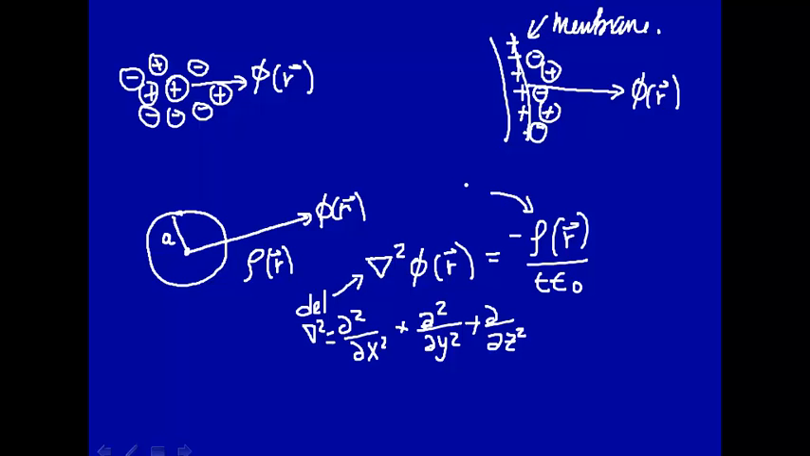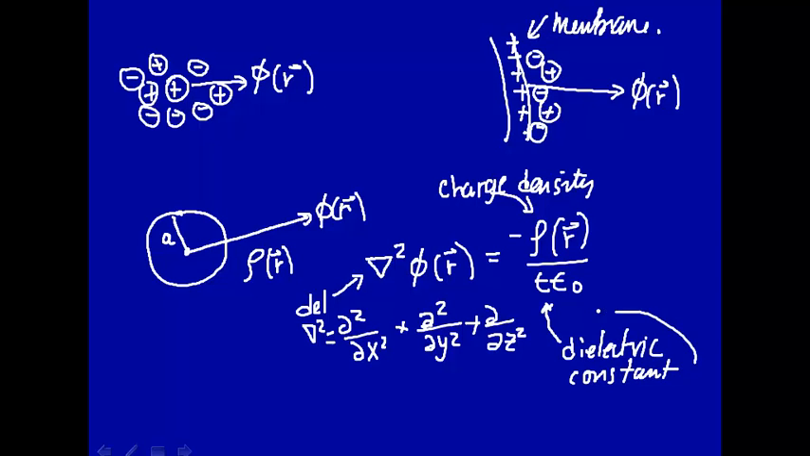Rho is the charge density, how many charges you have per unit volume. Epsilon is called the dielectric constant. And this symbol here, epsilon naught, is called the permittivity, or electric permittivity of a vacuum.